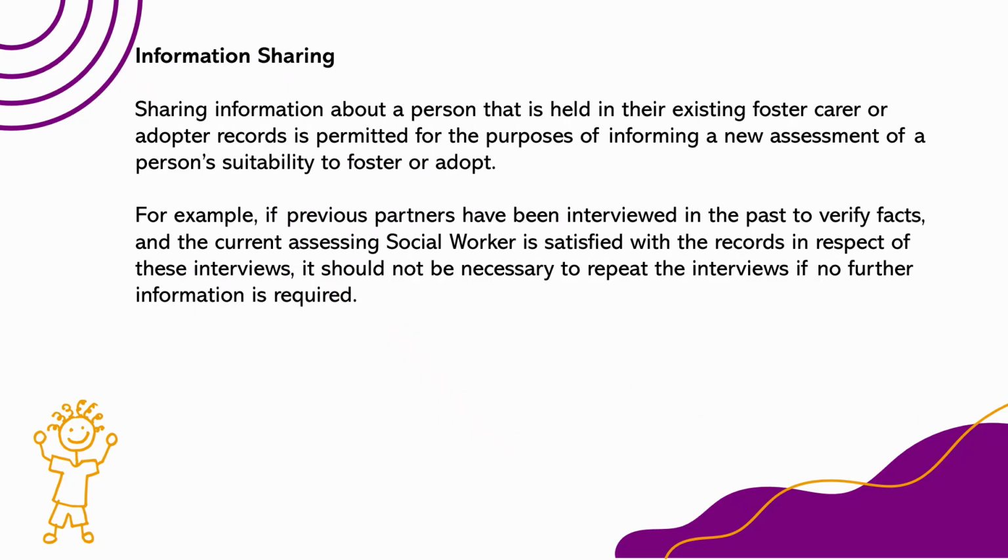In terms of information sharing, as you can see there, it's got to be concerned with the adopter records if there are any previous records, and it will also extend to previous partners as well. And obviously the current assessing social worker needs to be satisfied with any records in relation to key people that he or she has not been able to access in the first instance.